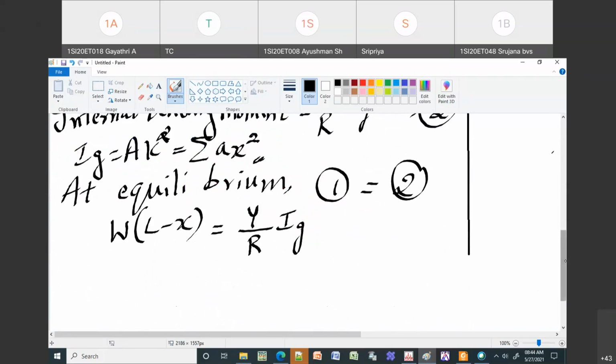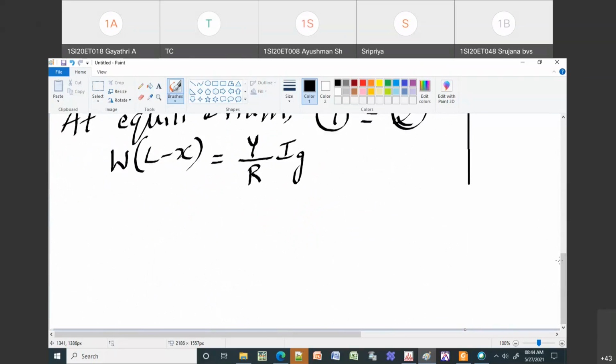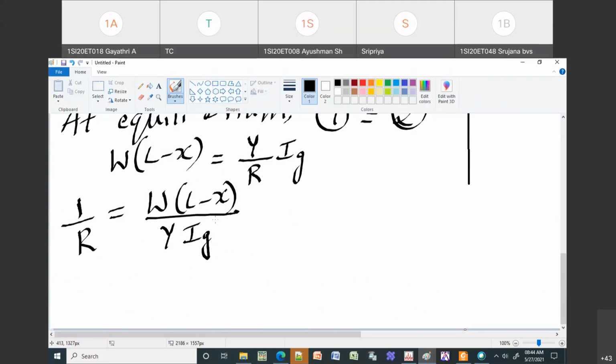Now I am going to write this as 1 by R. I am going to keep 1 by R on one side, and the rest I will send to the other side. 1 by R is equal to W into L minus X, and then Y comes down, so divided by Y into Ig. So 1 by R is on the left hand side and the rest on the right hand side. I will call this equation number 3.